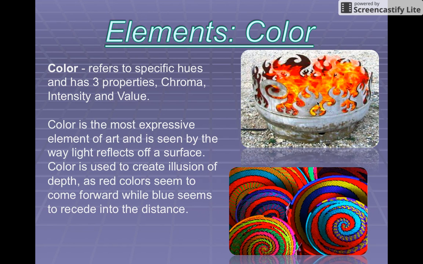Next, we have color. And color, we could go on days or days about color, but we're just going to stay on the very surface. We just want to know that color refers to specific hues and has three properties of chroma, intensity, and value. We're not going to go into each of those properties, just know those properties and hues relate back to color.